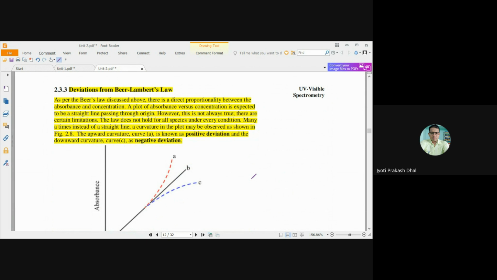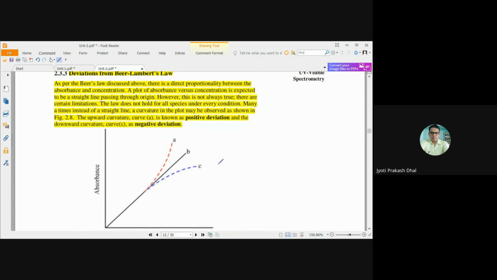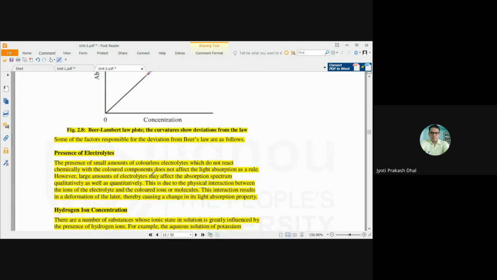If the sample obeys Beer's and Lambert's law, then there will be a straight line. In many cases, a plot of absorbance versus concentration is expected to be a straight line passing through the origin. However, this is not always true. There are certain limitations. The law does not hold good for species under every condition. Many times, instead of a straight line, a curvature of the plot may be observed, as shown in the figure. If there is an upward curvature, that is called positive deviation. If the curvature is downward, that is called negative deviation.